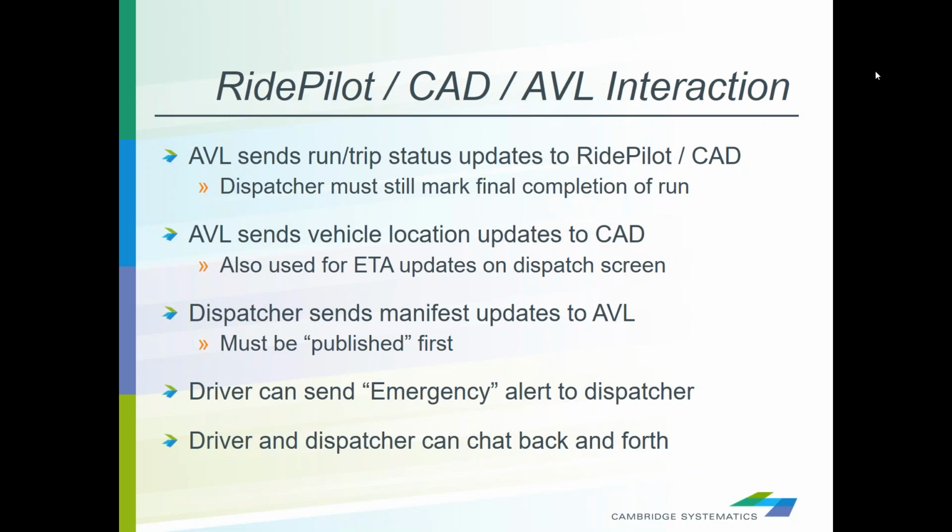The dispatcher on the dispatcher side can update the manifest, and then that can be sent to the driver app so that the driver will see the changes. And we'll talk about a concept that we've introduced called publishing the manifest. The basic idea is that the dispatcher can play around with multiple changes, and those changes won't be streamed in sequence to the driver until the dispatcher says, okay, now I'm done with the set of changes that I make, and now I can publish this. Then at that point, the driver will see those changes. Earlier, we mentioned that the driver can send an emergency alert to the dispatcher. And then finally, the driver and the dispatcher can chat back and forth. So as we go through this, we're going to jump back and forth a little bit between the main RidePilot application, the CAD screen, and the driver app as well.